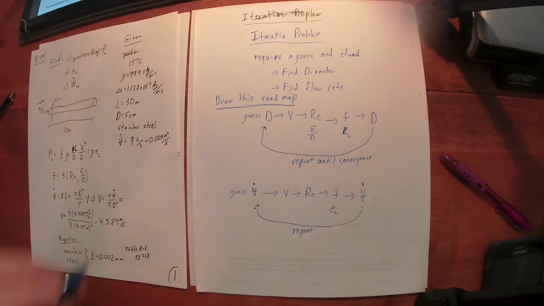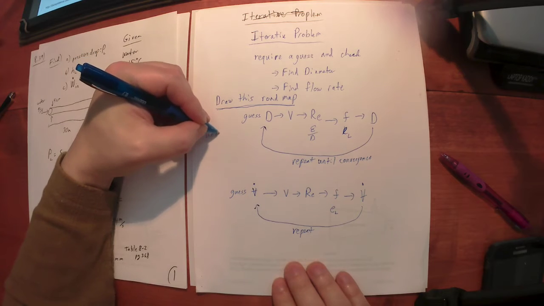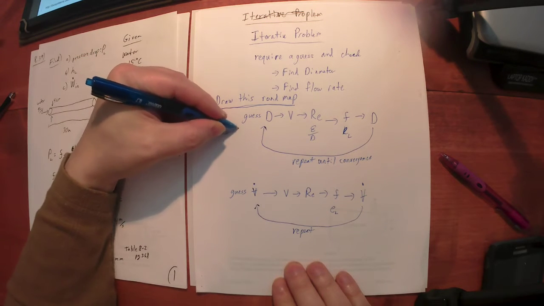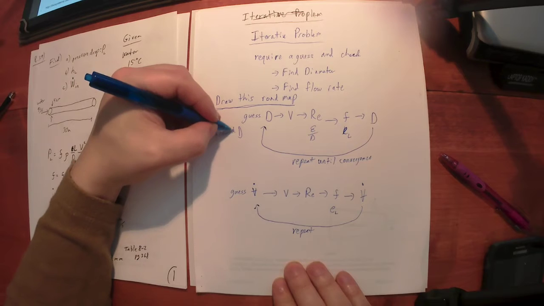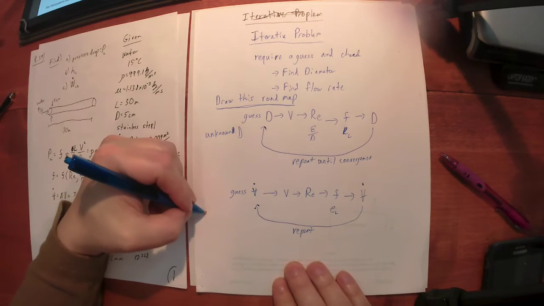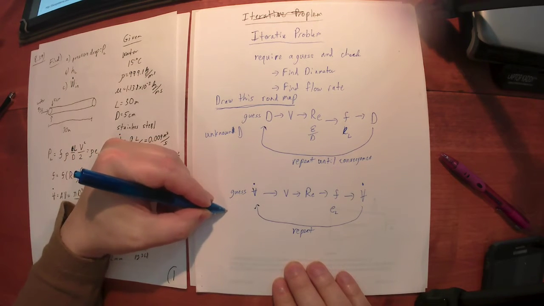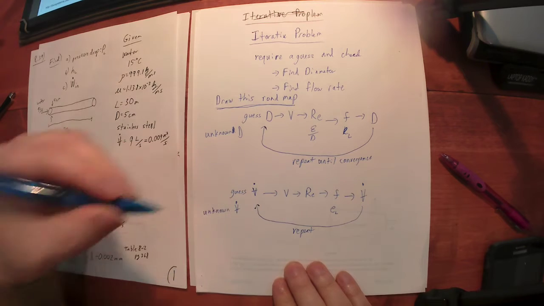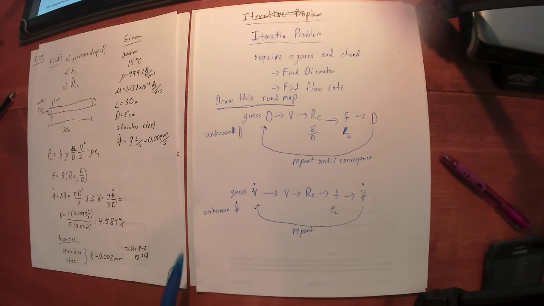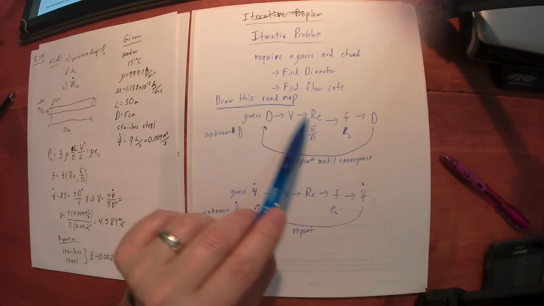And it's the two main problems: unknown diameter, unknown flow rate. In either case, draw this roadmap on your paper. It'll help both of us. It'll help me when I grade you. It'll help you when you get lost, because inevitably you'll get lost somewhere. What the heck are we trying to do? We'll go back to the roadmap.